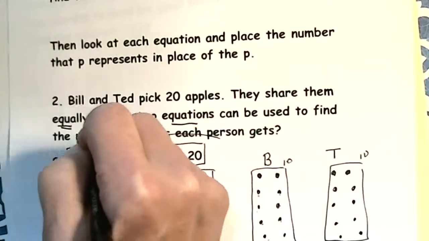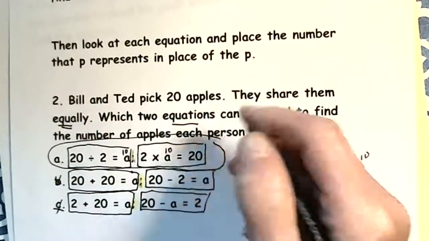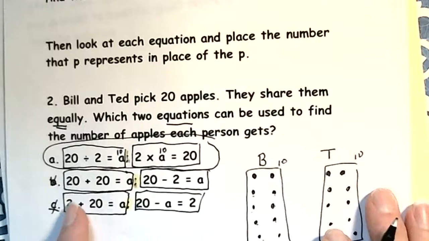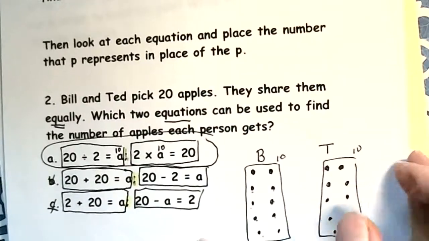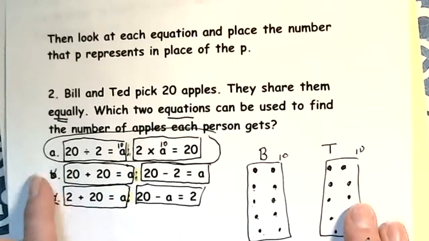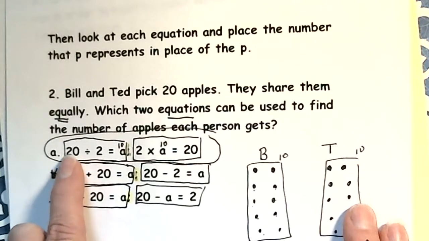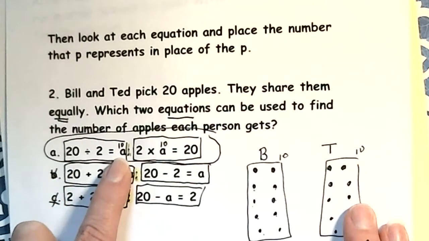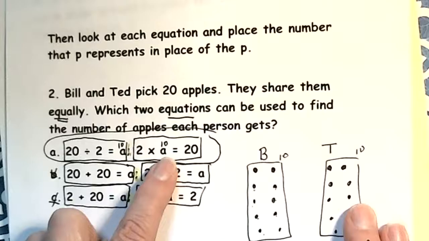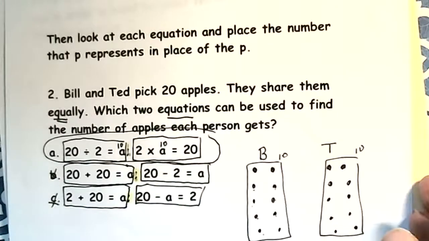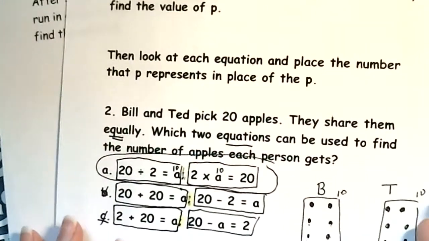So the two equations that I could use to solve this problem, and I solved it using a model, would be 20 divided by 2 equals A, or 2 times A equals 20. So those are the equations.